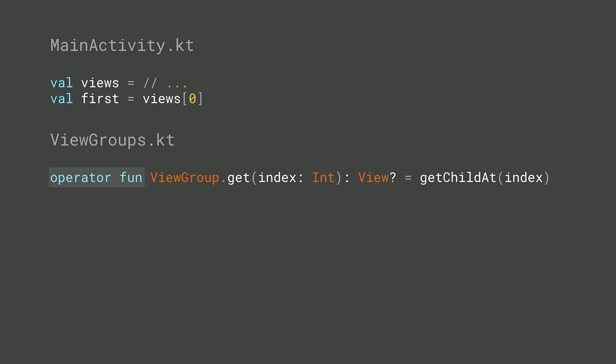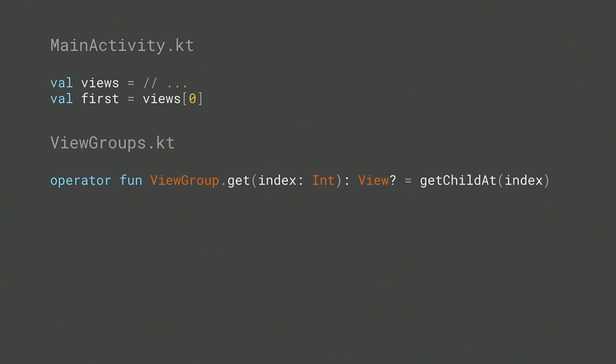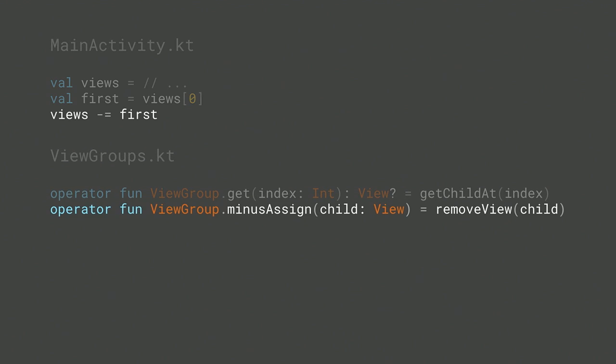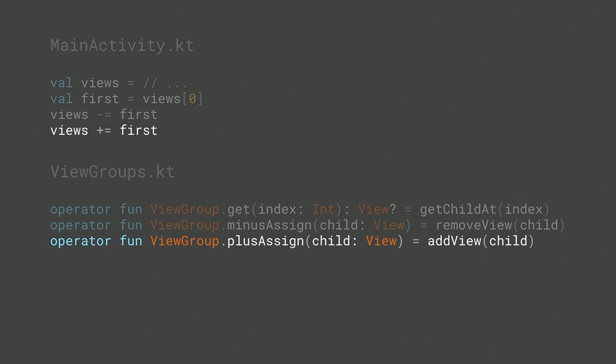Key thing here, again, that Hadi pointed out, this is an operator function, so we're declaring that it has a special call site syntax. And that's what all of these are going to be. So how about adding and removing views? Well, we can add minusAssign and plusAssign, and so this allows us to use shorthand syntax for removing and, again, adding.